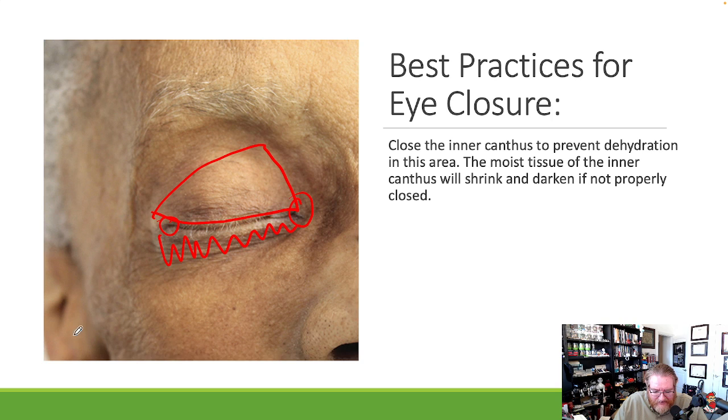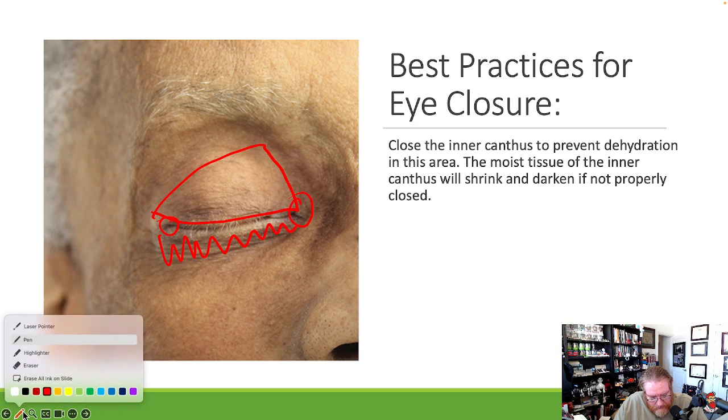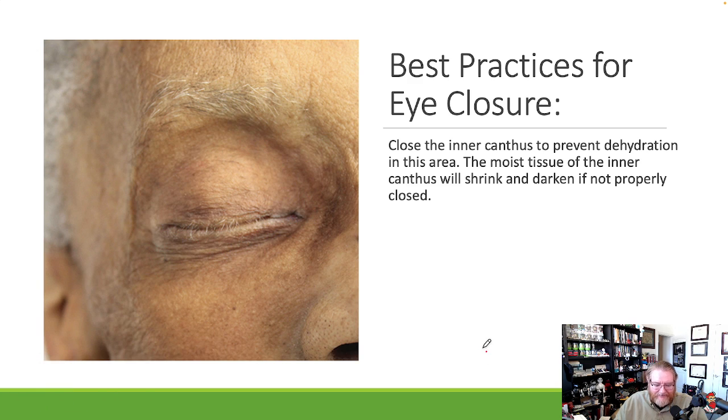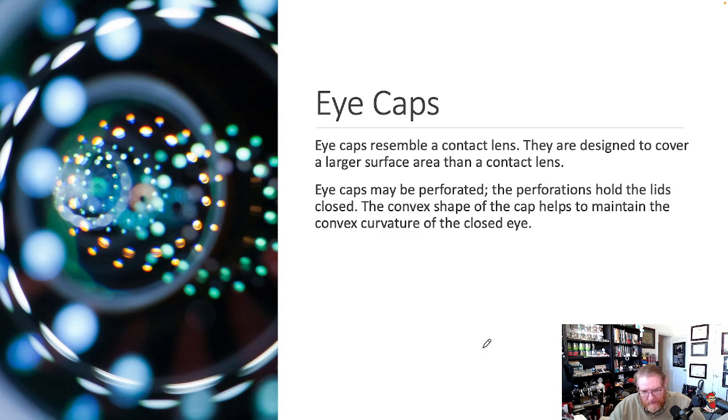Close the inner canthus to prevent dehydration in this area. The moist tissue of the inner canthus will shrink and darken if not properly closed. Now, one thing that you can do if you absolutely need to is get a little bit of wax and close the inner canthus with that little bit of wax. Or at least plug the canthus with the wax so more dehydration doesn't occur.